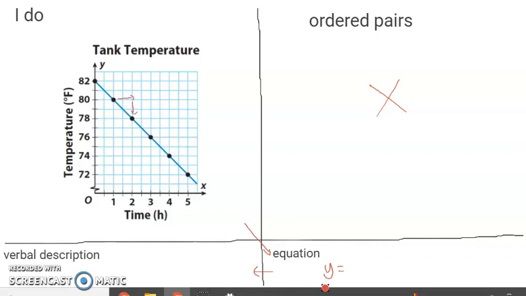So it looks like if I go 2 squares, x increases from 1 to 2. So that's just an increase of 1. I'm going to have a negative slope again, sloping downward. Y decreases from 80 to 78. That's minus 2.